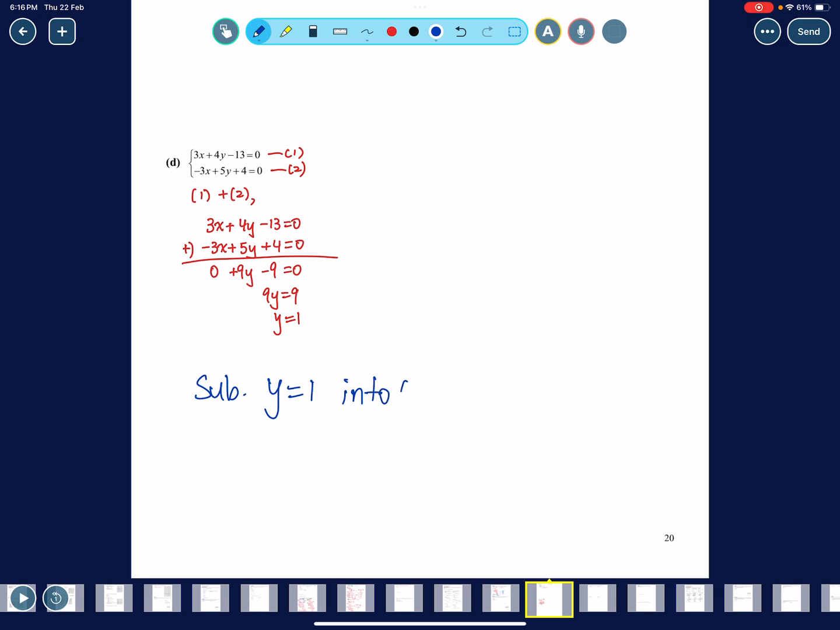Put in either one, I go for 1. 3 times x plus 4 times 1 minus 13 equals 0. You can calculate this first if you want. 3x, or you just move it to the right. 13 minus 4, 3x equals 9. x equals 3.